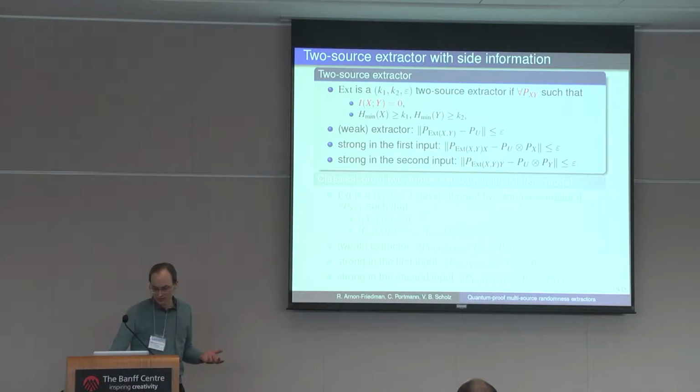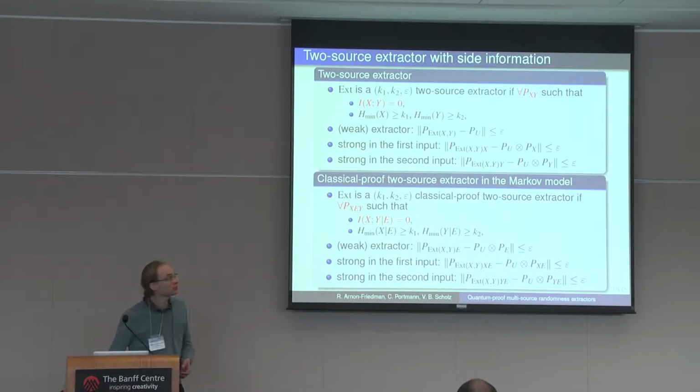And if you write it that way, then there's an obvious way of adding side information. In the classical case, with no side information, we just asked X and Y to be independent, and now we ask X and Y to be independent given E. Just this tiny minor change, we add E. So this would be the definition of two-source extractors with classical side information. We really want X and Y to be independent from the point of view of E, and we want the min-entropy of X given E and Y given E to have some bound on it. And we call this the Markov model because this kind of state is called a Markov state.